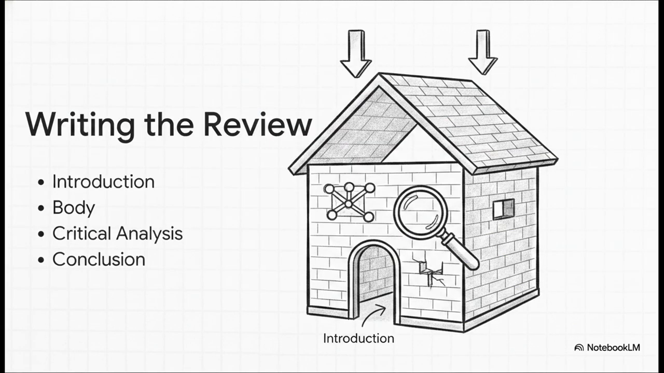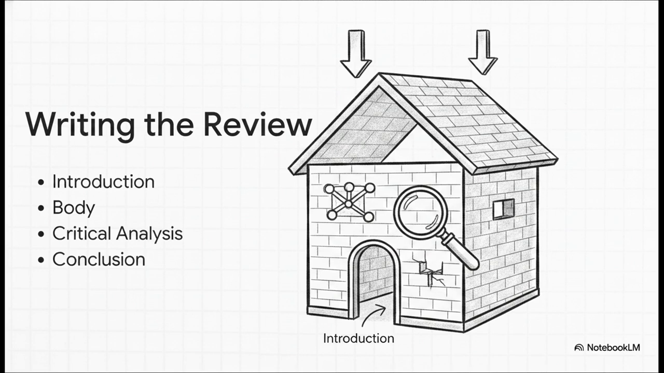Finally, we reach steps 6 and 7, actually writing the review. This is where we put the roof on the house. Your introduction hooks the reader right away by highlighting those gaps in current knowledge. The body is where you deploy those 4 C's we learned, analyzing and connecting ideas based on the themes you found. Now, crucially, you must include a critical analysis section.